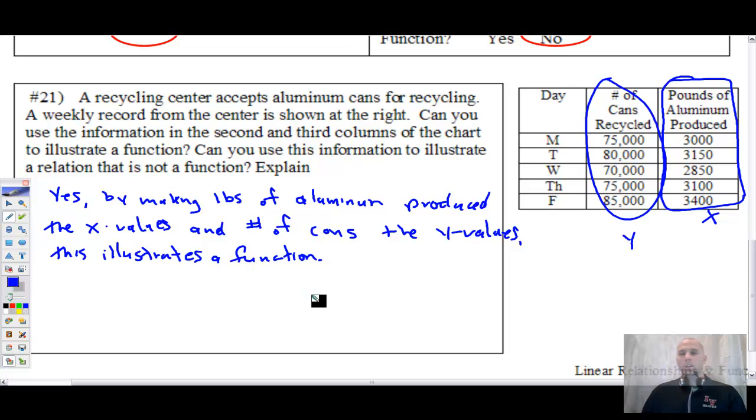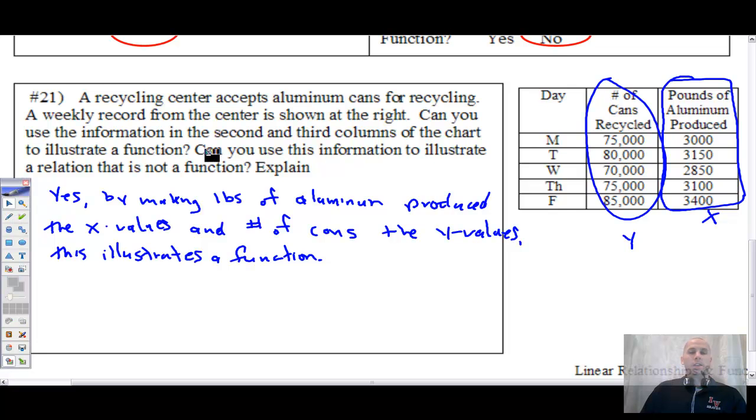It says to explain. I'm not going to write this out. You should. The explanation is, if I pick a number from these x values, from the pounds of aluminum produced, I get the same answer every time. If I put in 3,000, I get 75,000. If I put in 2,850, I get 70,000.